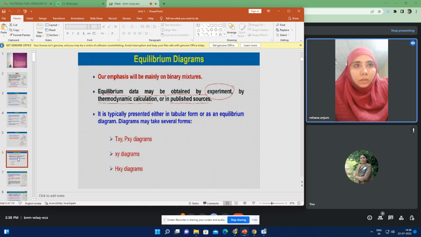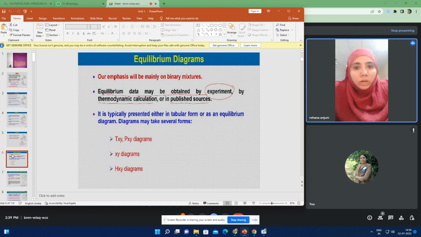Now, distillation is an equilibrium stage operation. As you can see, if there is intimate contact between the gas and liquid on each tray, we can consider that it reaches equilibrium between liquid and vapor. So distillation is considered an equilibrium stage operation.